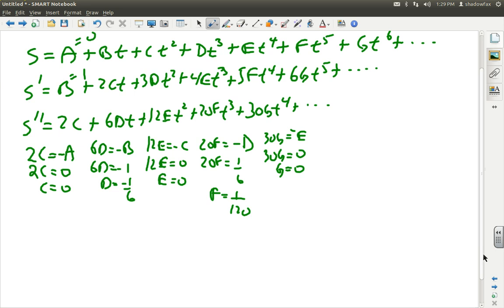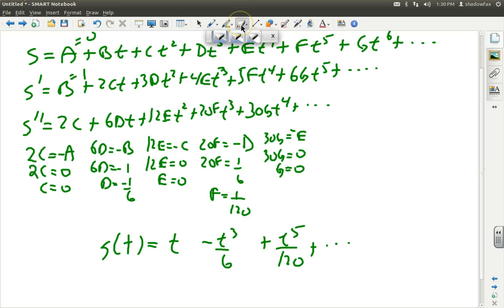Let's see. A is 0, plus bt, b is 1, so it's t. And then c is 0, so minus t cubed over 6. And e is 0 plus t to the fifth over 120. And again, you get alternating signs.